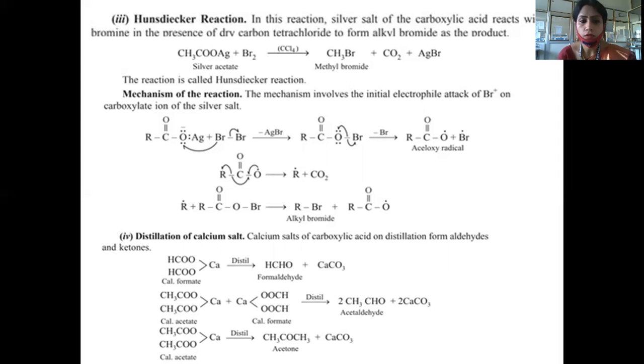Next, we see the distillation of calcium salts. Calcium salts of carboxylic acids, when distilled, form the respective aldehydes and ketones. The reaction is shown at the bottom. Calcium formate, when it reacts with calcium acetate, gives acetaldehyde. When calcium formate alone reacts, it gives formaldehyde. And when calcium acetate is distilled, it gives acetone.